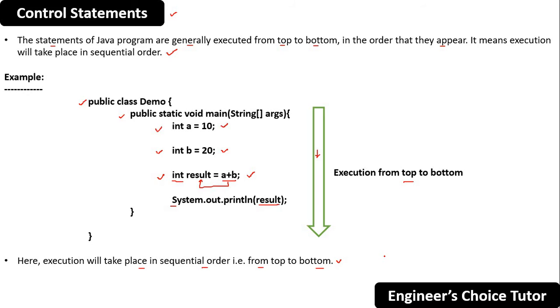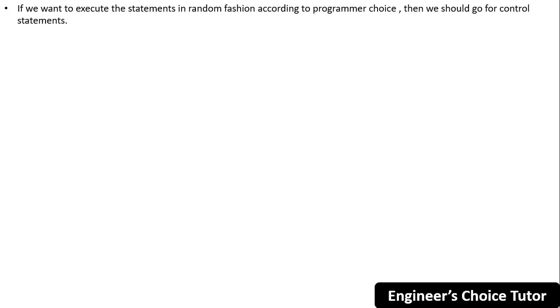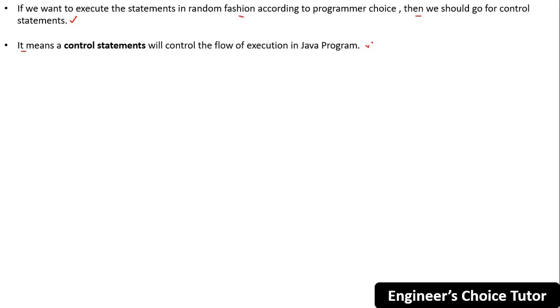Now let's see. If we want to execute the statements in random fashion according to programmer choice, then we should go for control statements. Now if you are a programmer and you want to change the flow of execution of a program as per your requirement, then you can take help of what? Control statements. So it means control statements will control the flow of execution in a Java program.